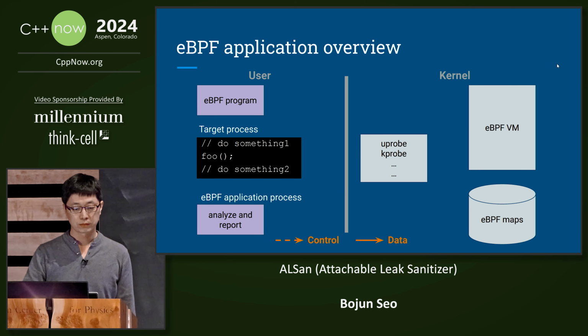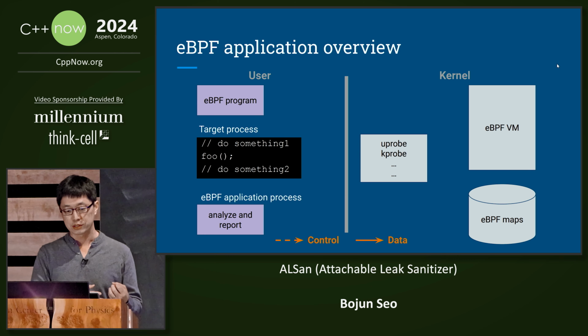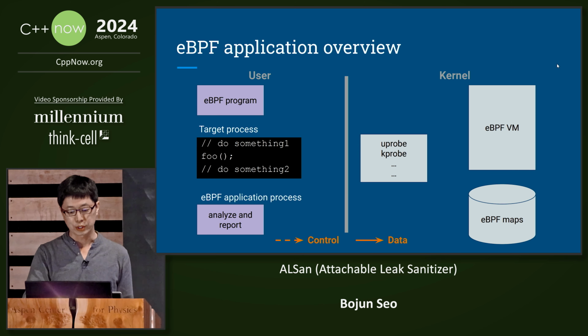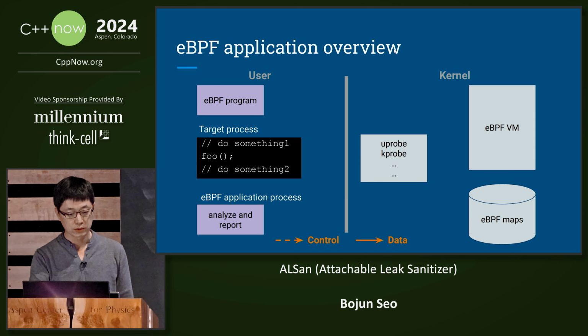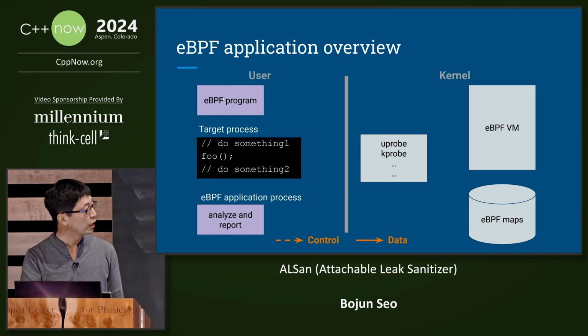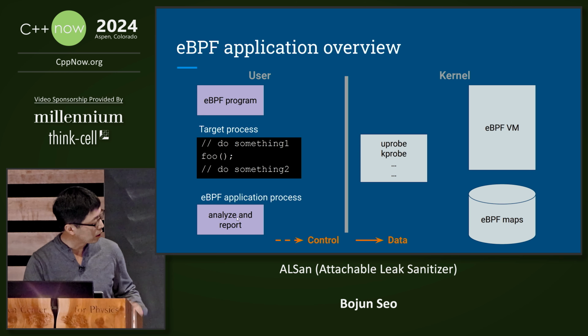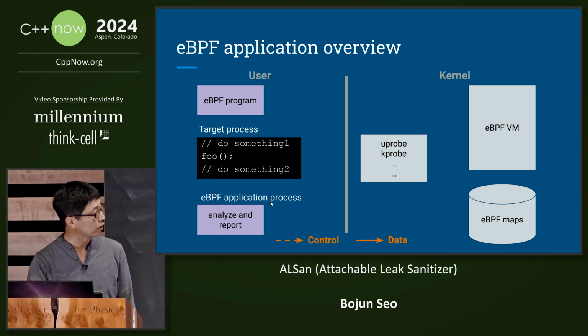So you can use this feature to make an eBPF application. This is a typical overview of eBPF applications. An eBPF application is composed of two parts. One is the eBPF program part, and the other is the eBPF analyze and report part.